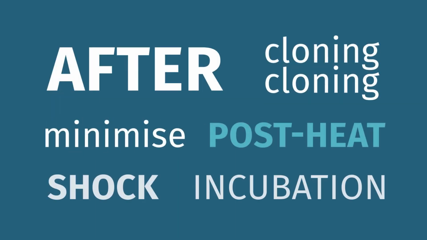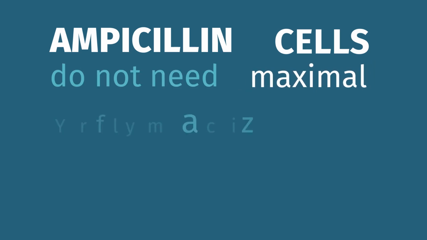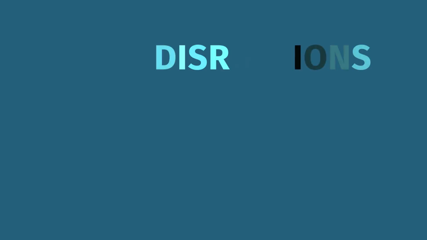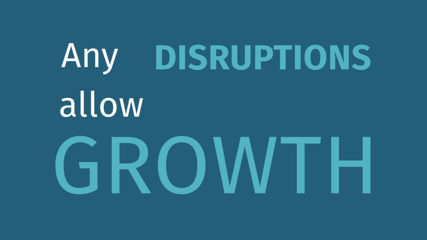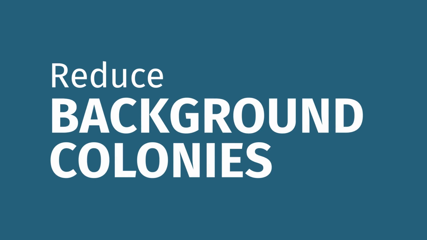Another handy tip is to minimize the post-heat shock incubation after your LR reaction. Since ampicillin is a bacteriostatic antibiotic, cells do not need maximal expression to survive. Selection against the CCD genes is so strong that any disruptions in these genes allows growth, even if LR recombination has not occurred, resulting in undesired background colonies. Reducing post-heat shock growth seems to reduce the frequency of these background colonies.